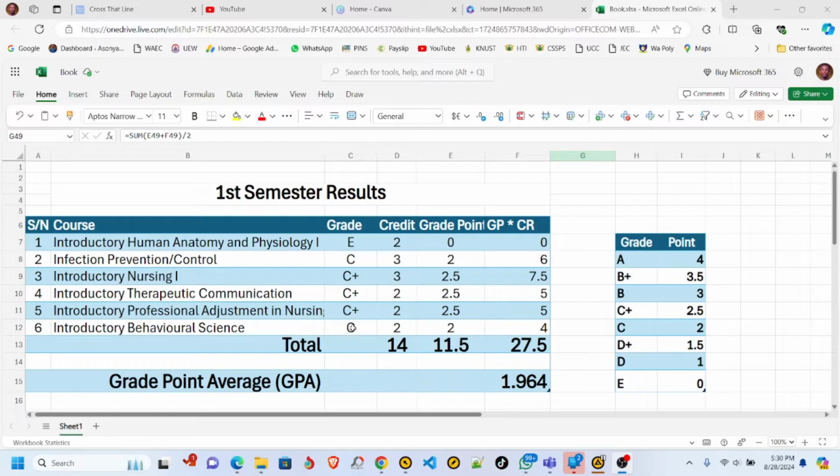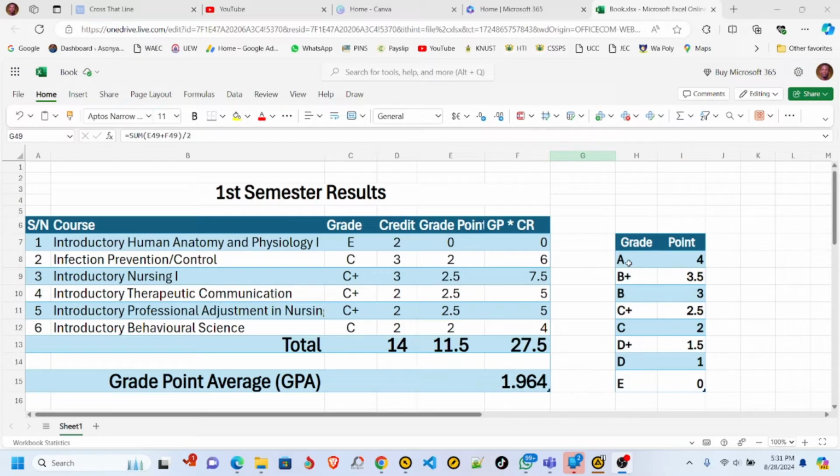Practicals and other additional courses might come to add, but this is just a sample that I want to use for us to calculate the GPA of this person. If you have any other courses that you did under that particular semester, you can add them after you understand how to calculate the GPA for one semester. So what you need to do is know the grade point of each grade.